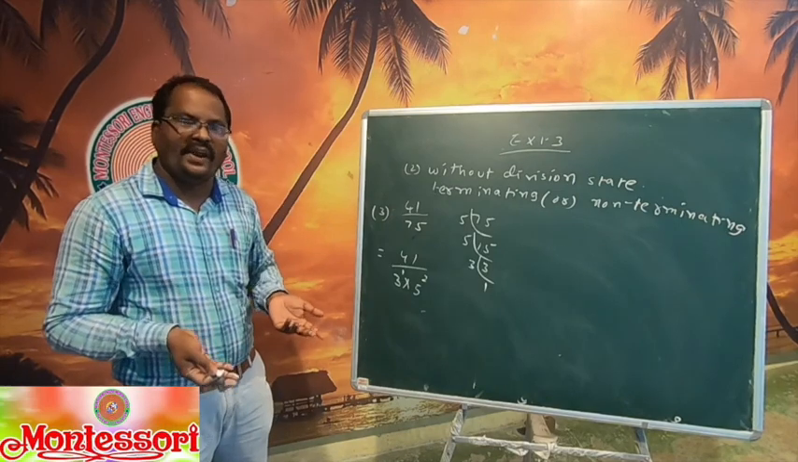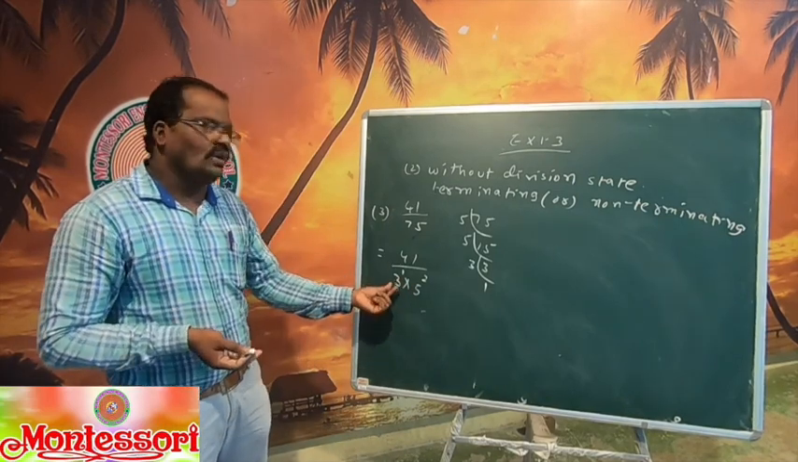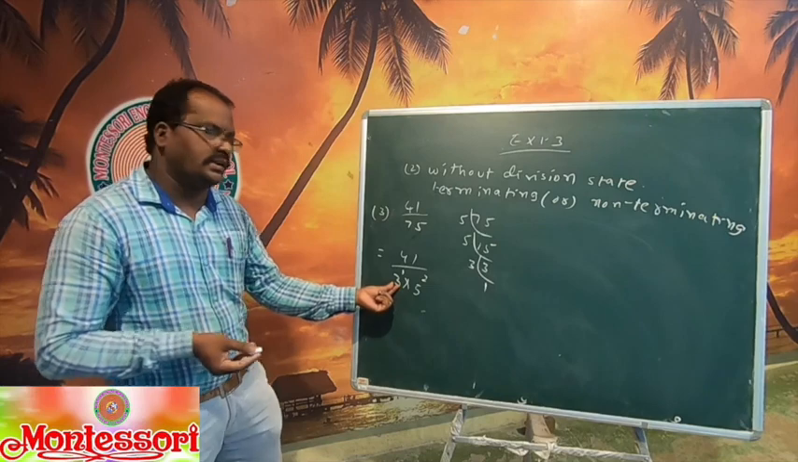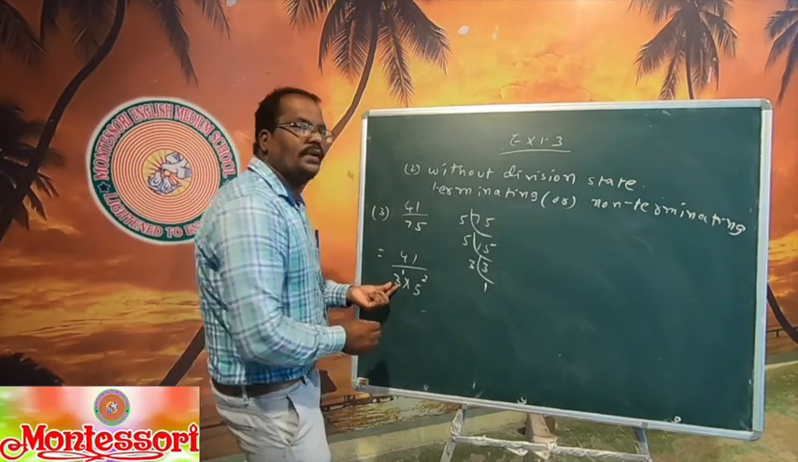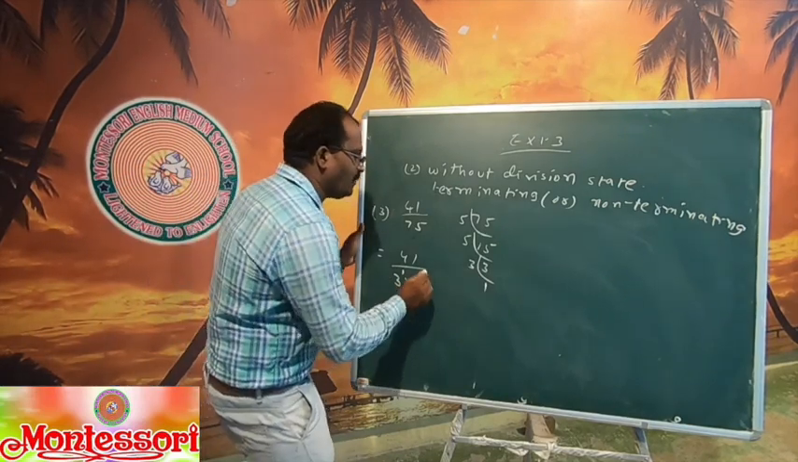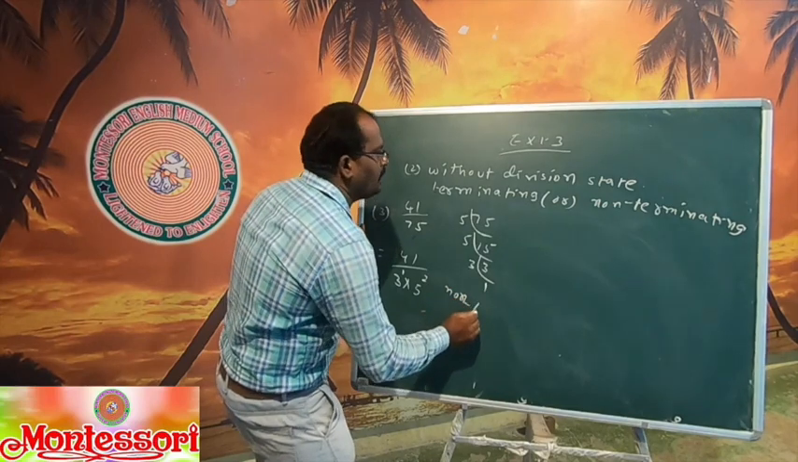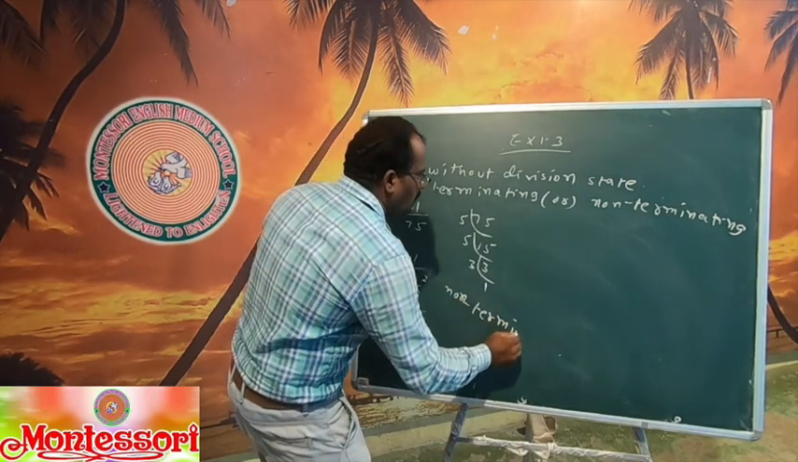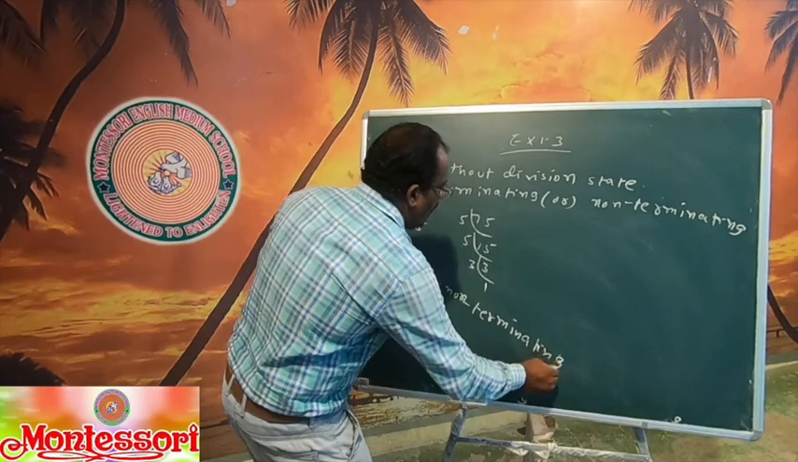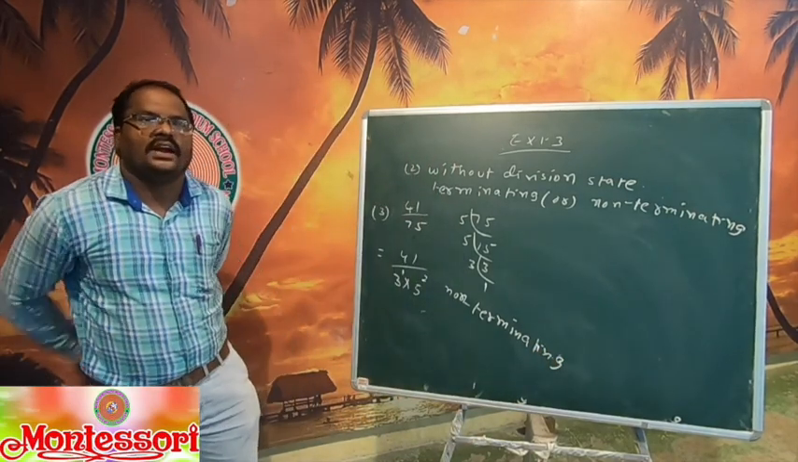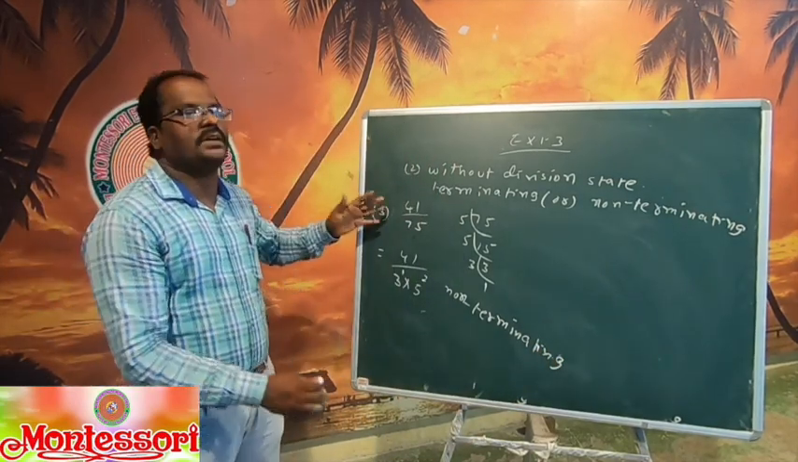But any other factor along with 5 and 2, it is always called non-terminating. This is not in the form of 2 power n into 5 power n. So this fraction is called non-terminating. So we have to identify which is terminating and which is non-terminating. So this is the process.